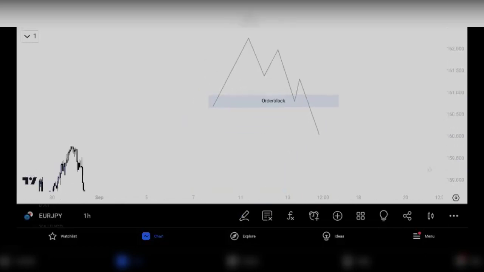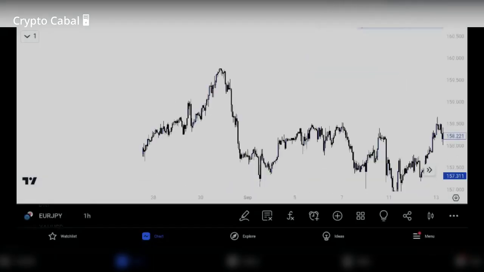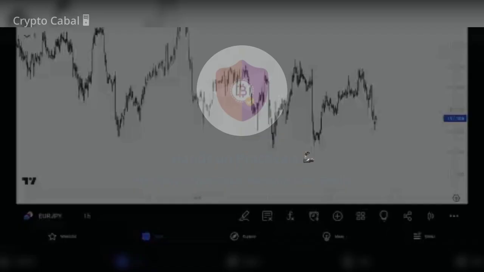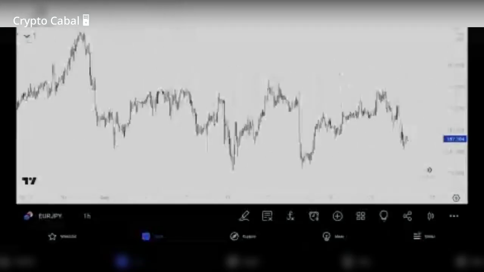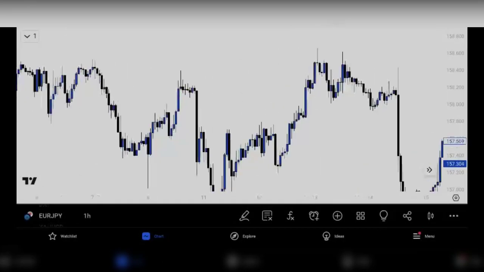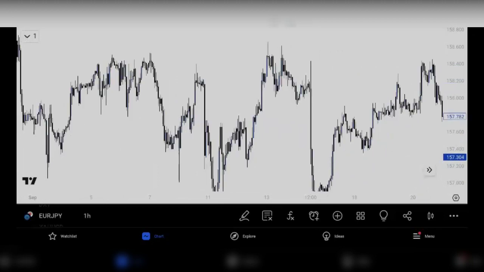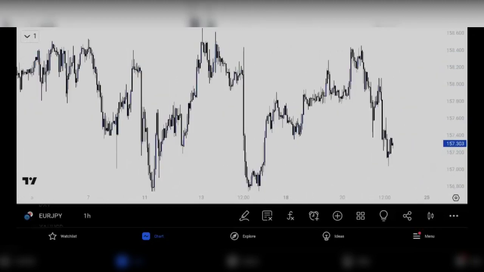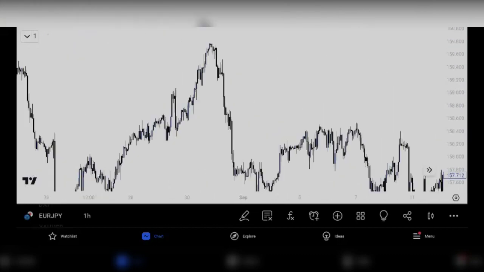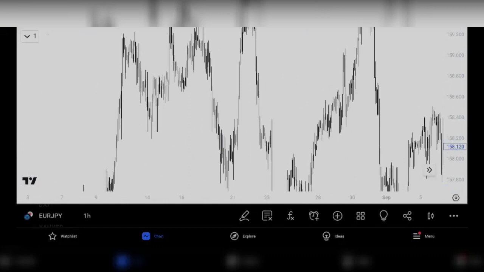Now let me quickly show you some examples of everything we've discussed so far. Very quick before we actually proceed. Take for example, I said what are order blocks? They are just more of bullish and bearish engulfing candles. Now, if you take a look at this, let me show you some form of order blocks here.